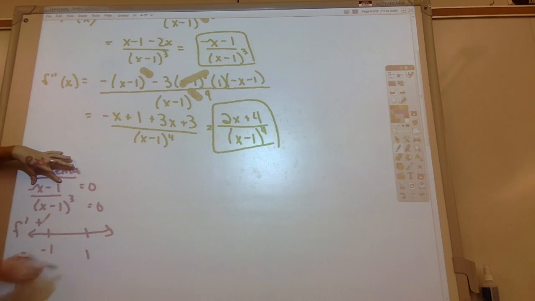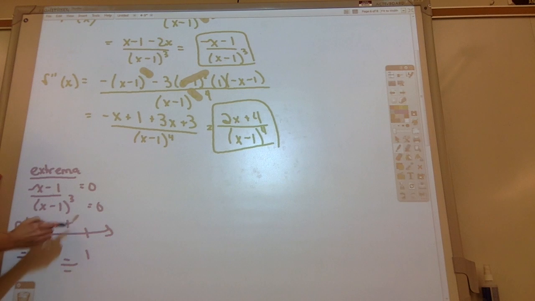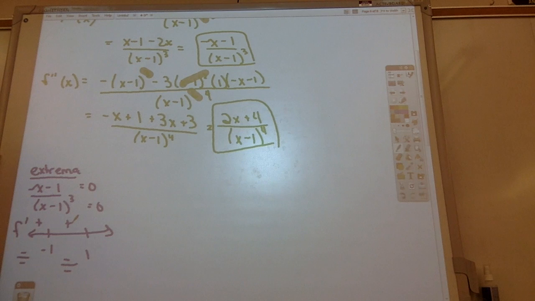If I put in a 0, I'm going to get a negative. Cubed is negative. Then if I put in a 2, -2 minus 1, am I always getting a negative?